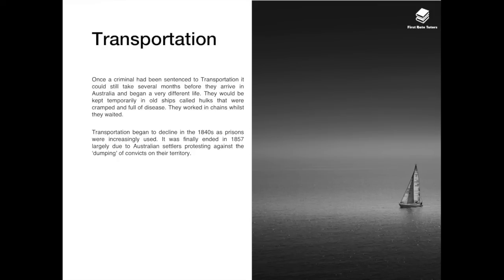Transportation began to decline in the 1840s as prisons were increasingly used. It was finally ended in 1857, largely due to Australian settlers protesting against the dumping of convicts on their territory.